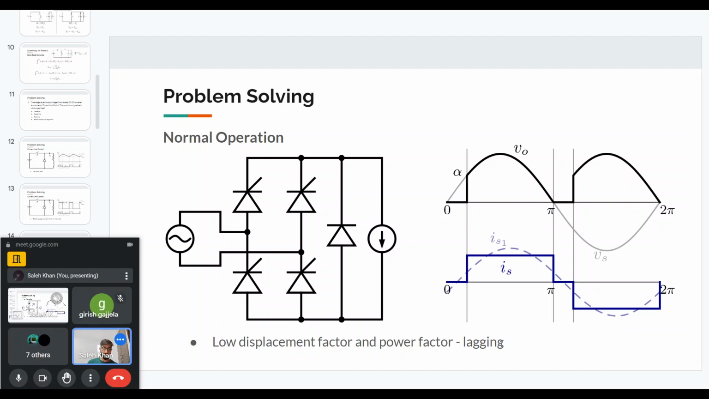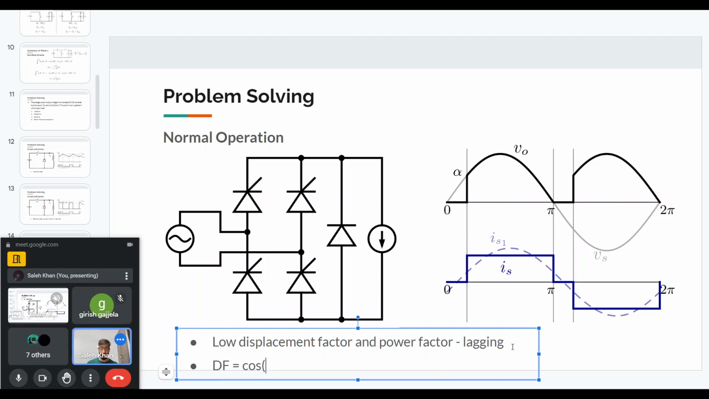So okay, let me just write here. Displacement factor is cosine of, let me write phi. Phi is the angle. And the power factor is, first of all, Is1, which is the RMS of the fundamental of the source current, divided by Is, which is RMS of the actual current, so the actual square wave, times the cos phi. Okay, I hope that is clear.